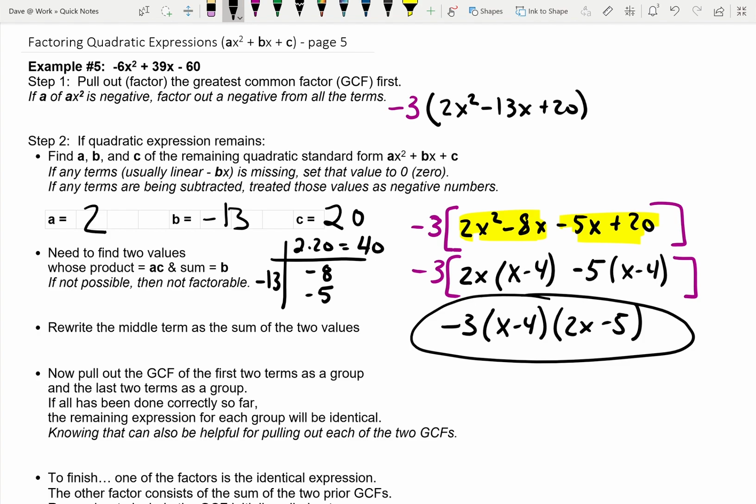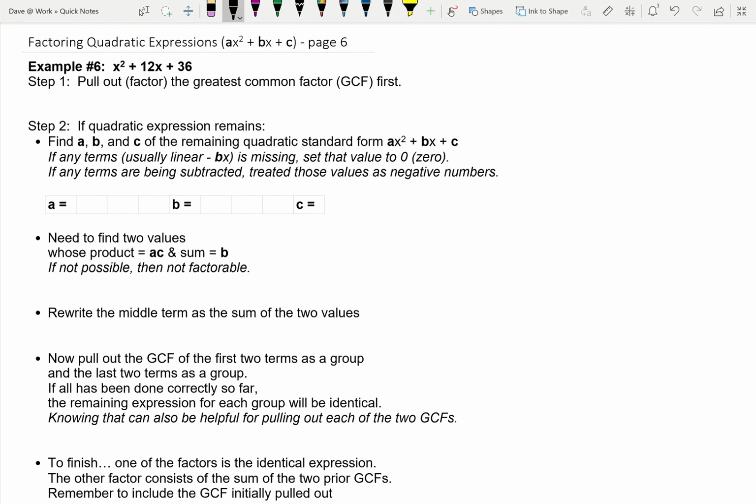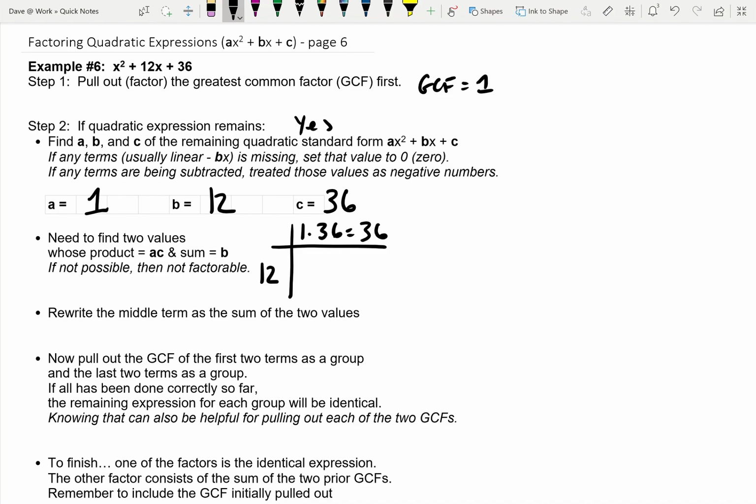And so I move on to my last of my factoring examples, example number 6. It looks very simple, x squared plus 12x plus 36. There is no greatest common factor, so that is 1. Not really helpful. So yes, there's still a quadratic expression. A happens to be 1, B happens to be 12, and C happens to be 36. So what two numbers multiply together to equal 1 times 36, which is 36, and at the same time add up to 12? Well, what you're going to find out is that they are the same number twice, 6 and 6.